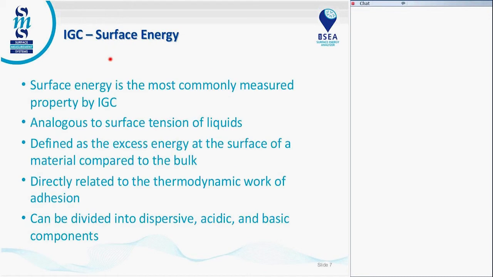Surface energy is the most commonly measured property by inverse GC. It is analogous to surface tension of liquids. It's defined as the excess energy of a material compared to the bulk, and in particular to composites or interparticle interactions. It's directly related to the thermodynamic work of adhesion or cohesion.